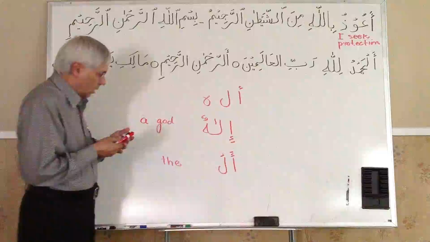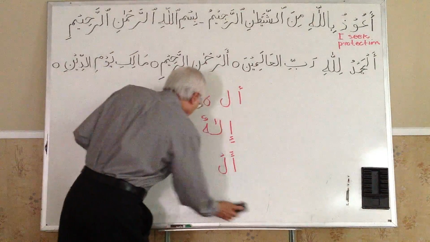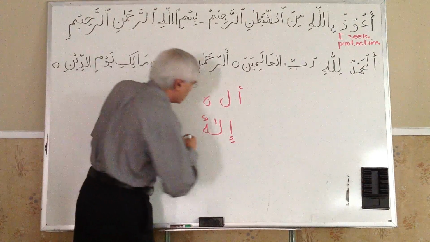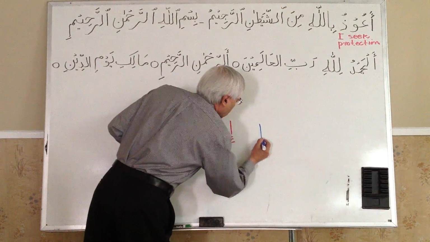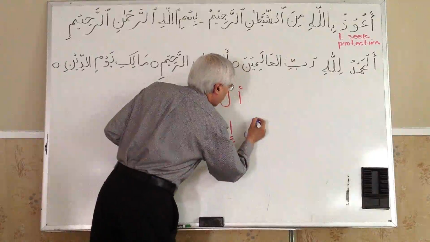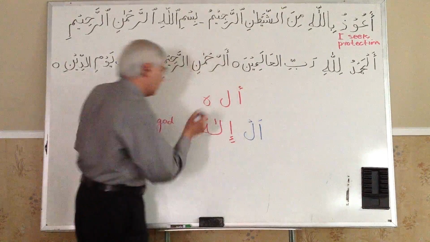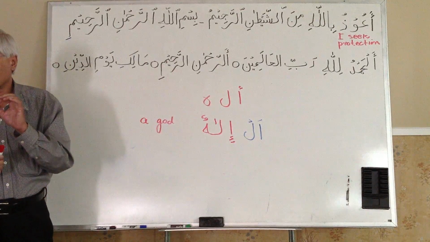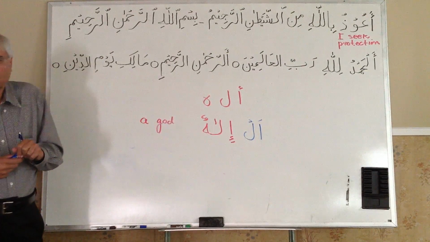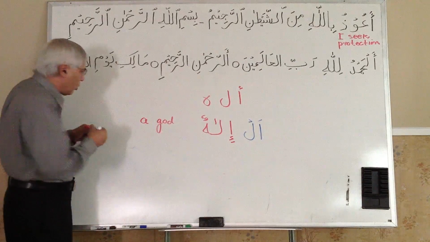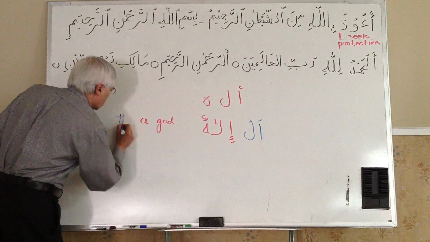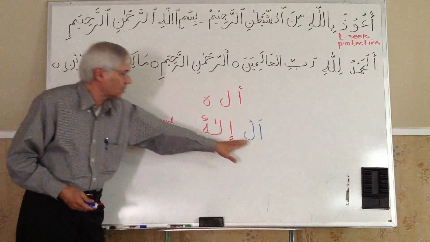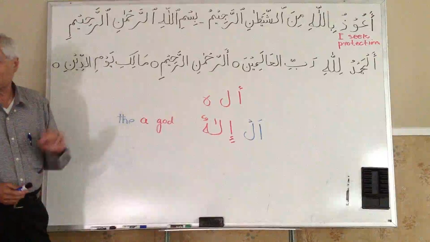Now what I'm going to do is I'm going to write down this Al before that. I'm just going to write down a simple one. Al Ilahun. Now what I did, I put a 'the' here in the beginning, right? By putting an Al in Arabic, I put a 'the' in the English here.